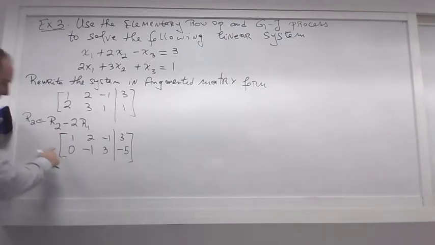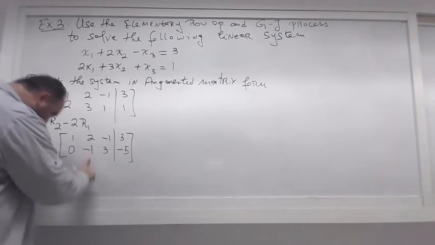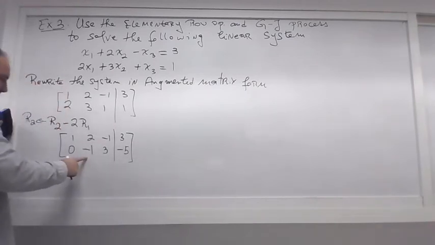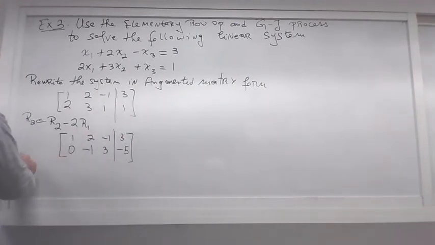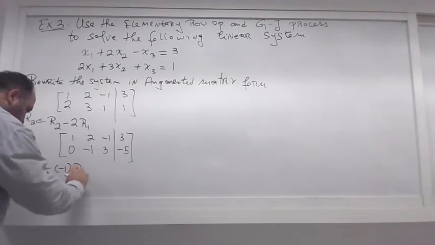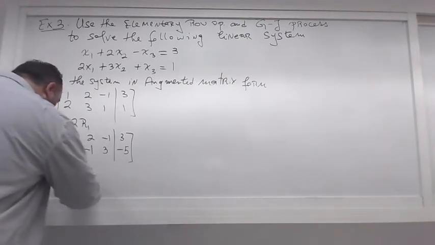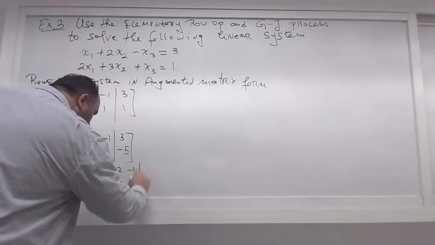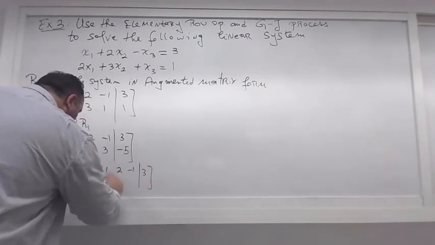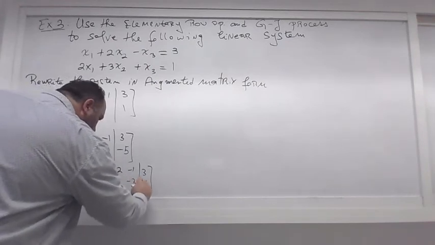Cool. The next leading entry is minus 1. Below, there's nothing. Beautiful. But I need to have 1. So I'm going to replace row 2 by minus 1 times row 2. I'm going to try to squeeze it here, because that's not a big operation in life. Just change signs. Okay, cool.